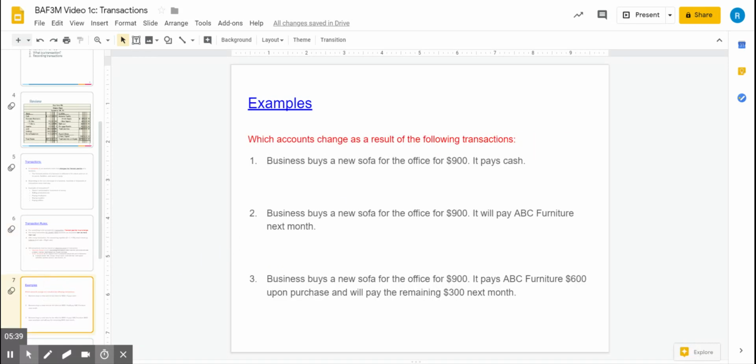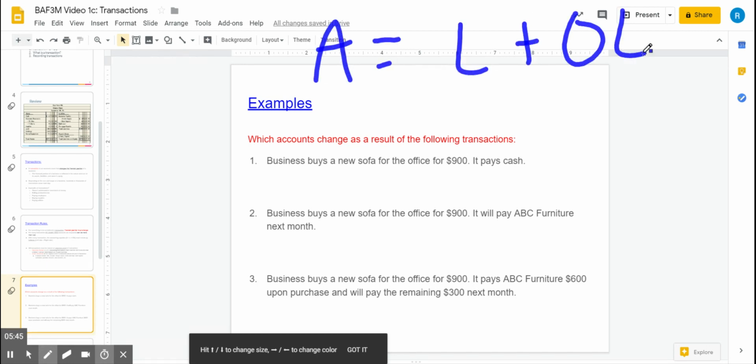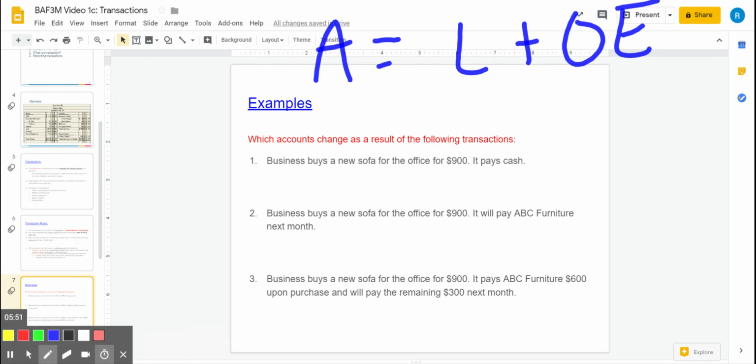So, transactions. Let's look at some examples. You'll see how easy they are. After I do each one of these, I'll go back to the equation at the top and make sure that the left side of the equation and the right side of the equation are in balance. So here's a transaction. A business buys a new sofa for the office for $900, and we paid cash for it. So what are at least two accounts?